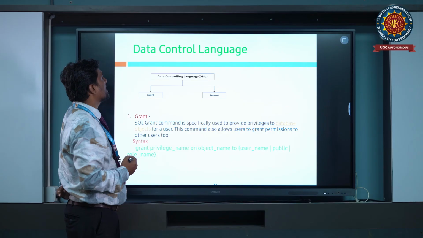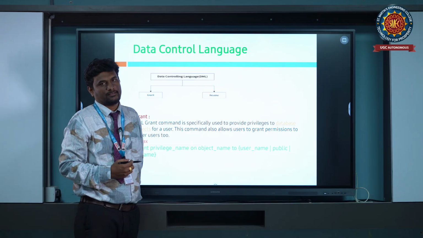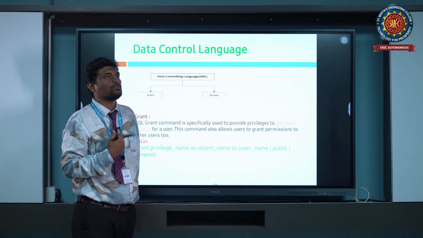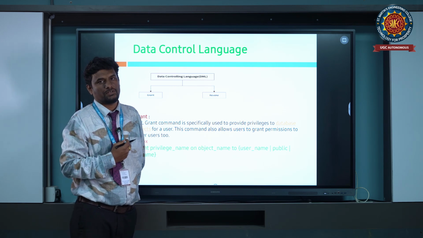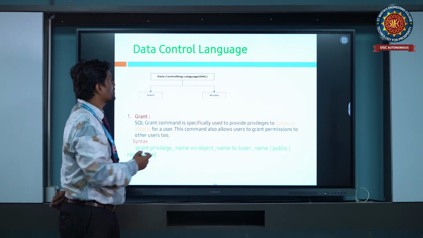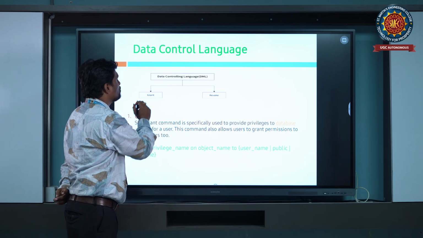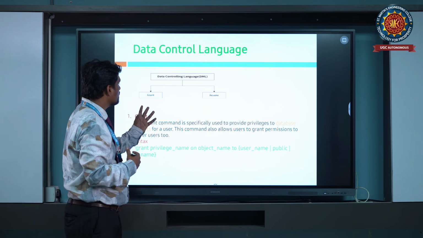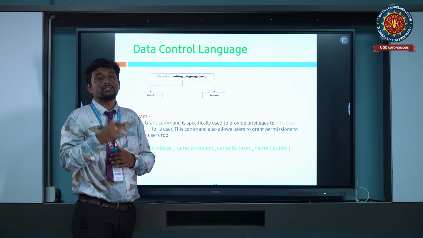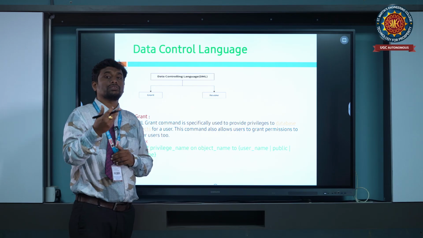Next one, what is data control? Control means having access. Controlling access is done by the DBA, the database administrator. Data control language has two types: grant and revoke. Grant means giving permission. The DBA, database administrator, gives the permission to the developer.